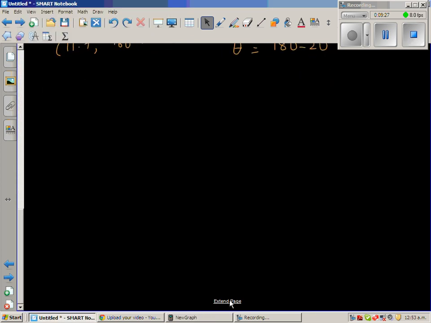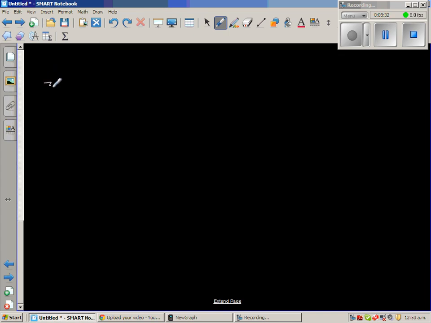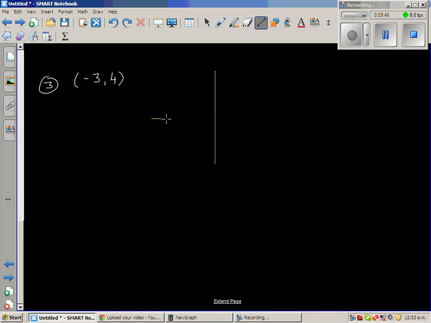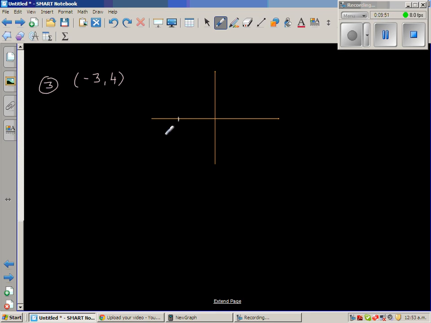Okay, so let us do one more example. Say, let us change this to negative 3 comma 4. Okay, so hopefully we should not make the same mistake. So negative 3 is here first, negative 3 here, and 4 here. So this point is negative 3 comma 4.